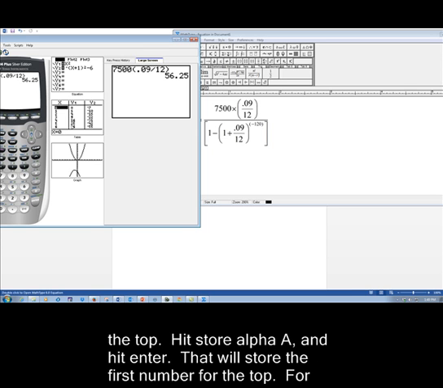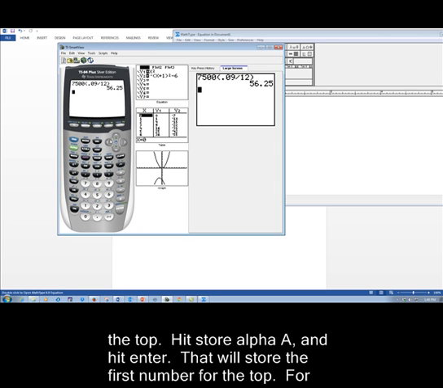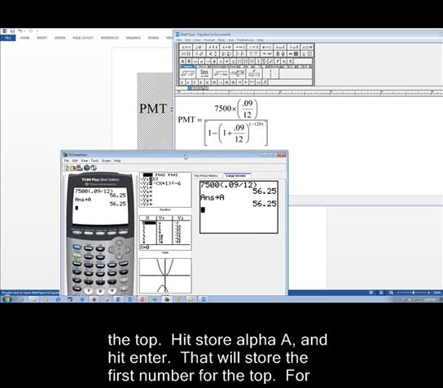This is the top. Now with this calculator, you have a store button. So we're going to hit store, alpha A, and hit enter. That's going to store our first number for the top in our calculator.